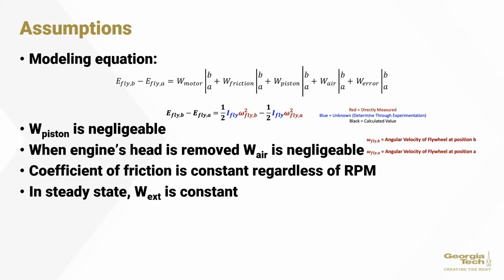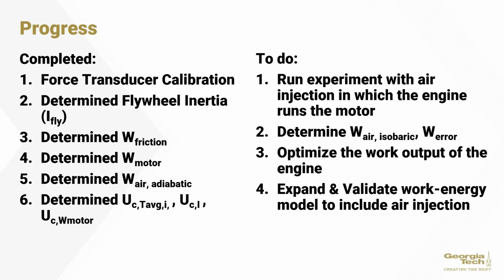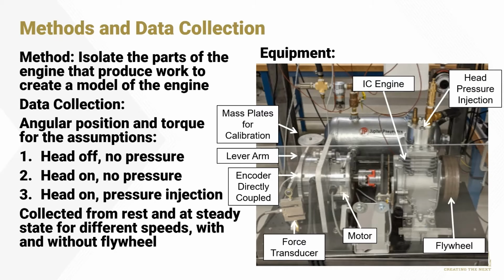Here are some assumptions that will be looked at more in depth later on. Progress. On the left are the completed things that we will be going more in depth into in this presentation, and on the right are the things that are left to do, which include adding air injection into our model and calculating the final work error.